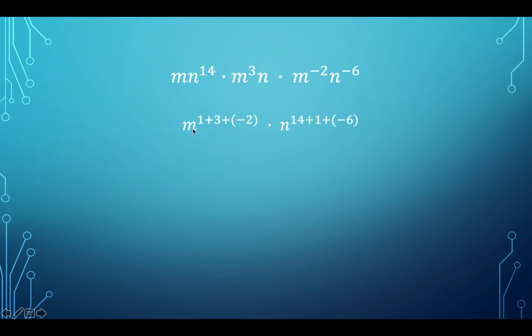So what I do now is m to the 1 plus 3 plus negative 2, times, now I take all my n's and put them together: n to the 14, n to the 1, n to the negative 6. So n to the 14 plus 1 plus negative 6. 1 plus 3 gives us 4. 4 minus 2 gives us 2. 14 plus 1 gives us 15. 15 minus 6 gives us 9. So your final answer would be m squared n to the 9th.